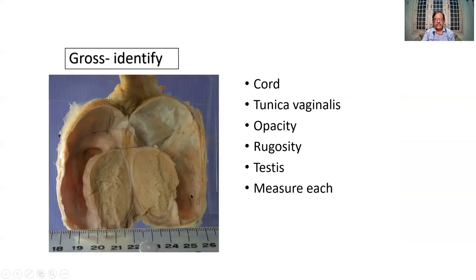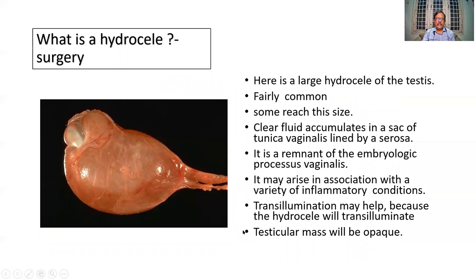And the inner surface is rough. We call it rugose. And the testis here is not affected. I would like to mention the dimensions of this one, dimensions of the sac, thickness or the length of the cord, thickness of the sac, etc. That is how you people score the marks. Similarly, you will have to describe the external surface. And now what exactly is the hydrocele? This is a note that I have taken from the net. This will be sufficient for you people to answer in surgery.